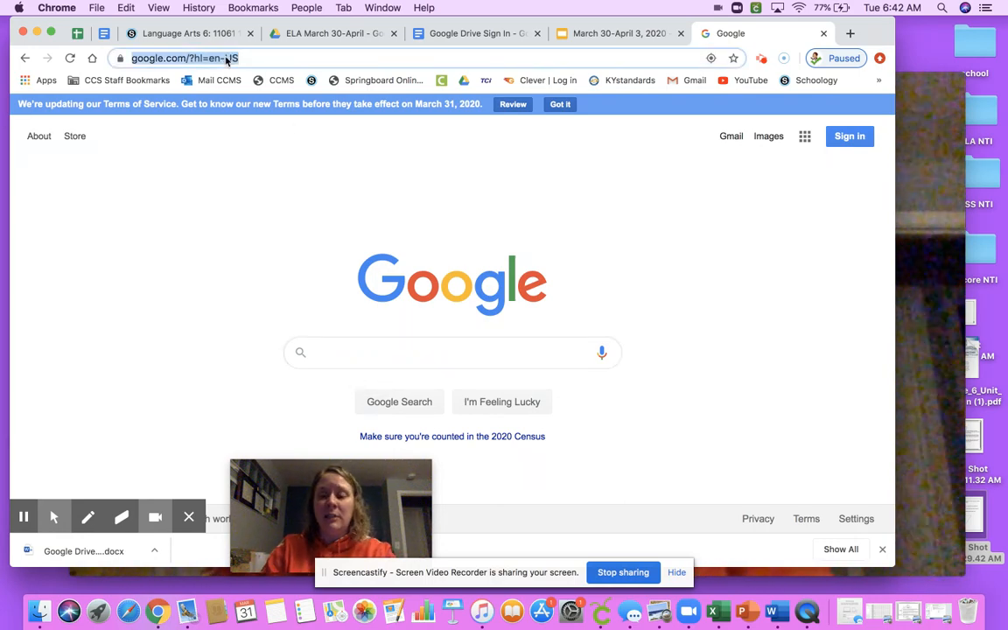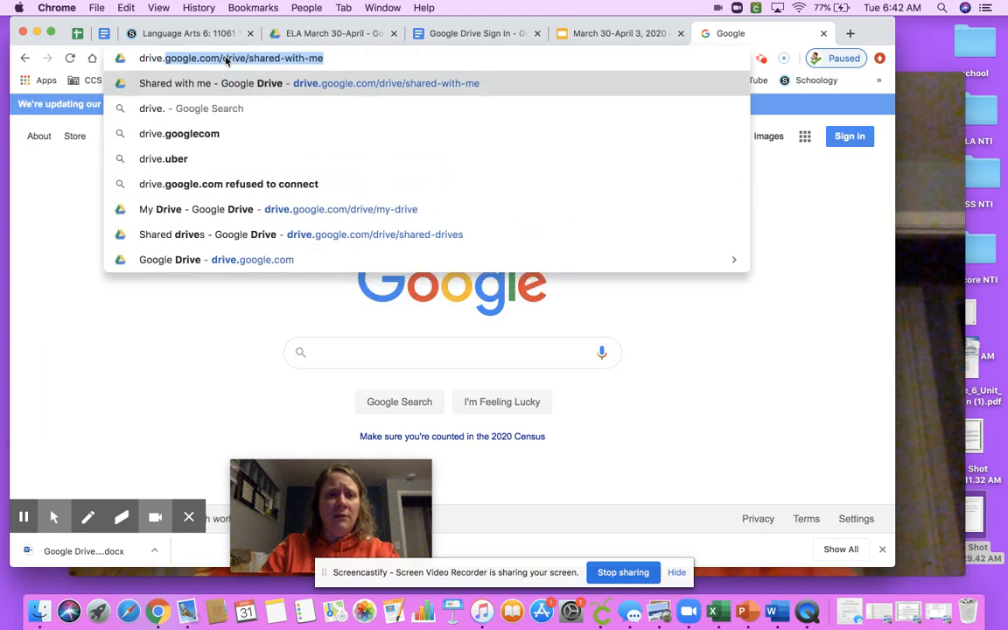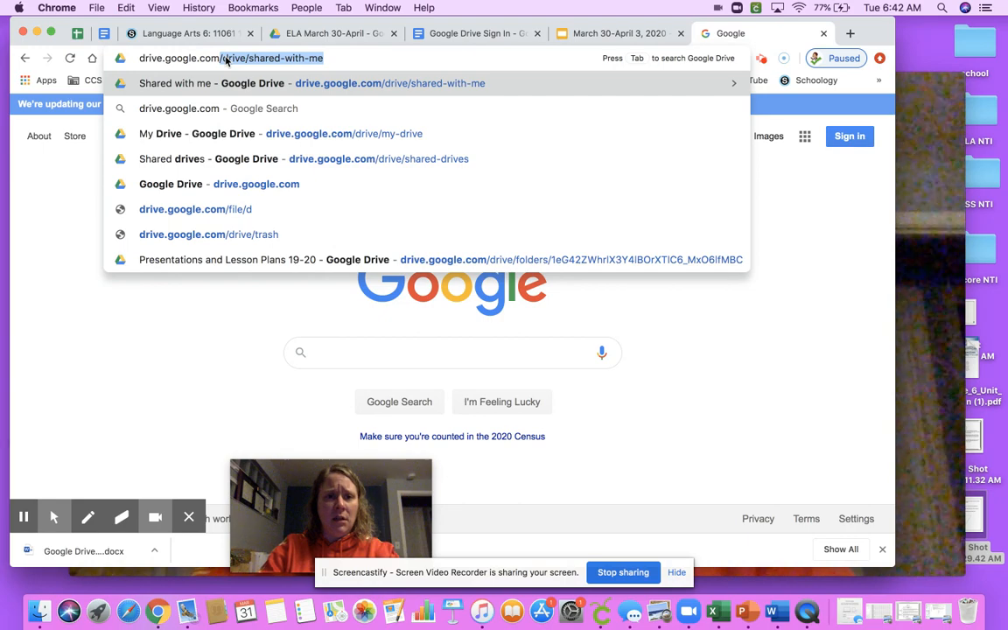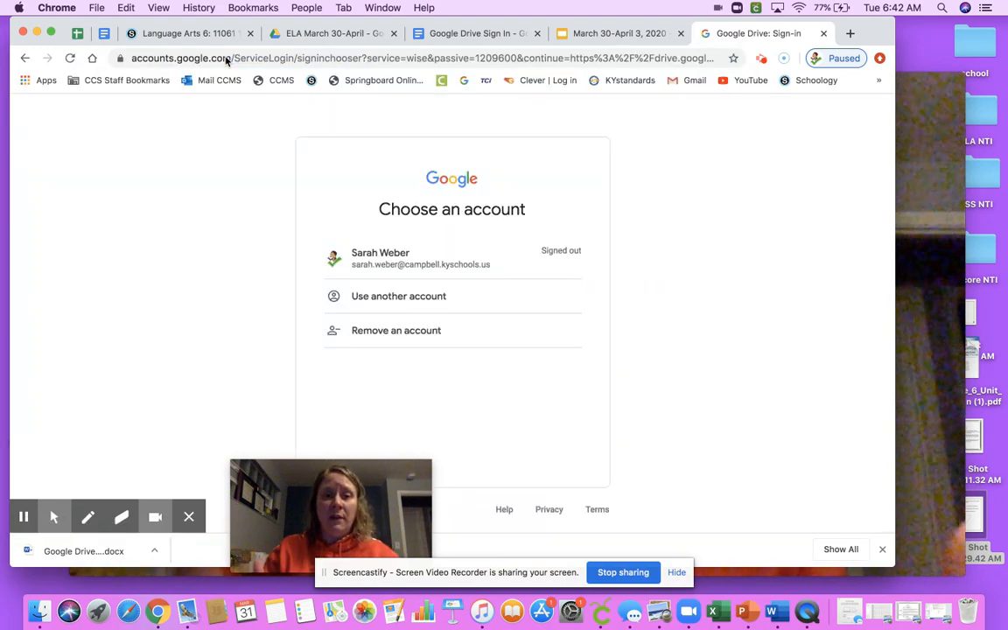Another way to get to this page, if you turn on your computer and you click, let's say, Firefox or Mozilla, or you click Internet Explorer, it may not show this page at first, so you can put in the website drive.google.com and it will take you to this page.